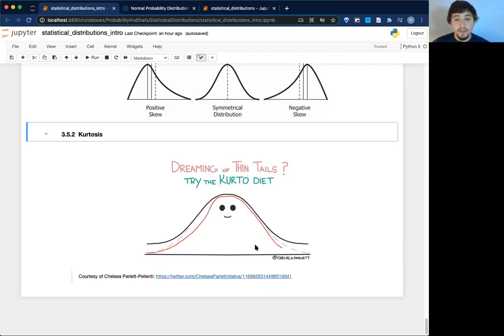like this. High kurtosis would look like this, where now the tails have been squeezed in, where you have thinner tails. If you have lower kurtosis, you might actually have fatter tails. And you can see this general spread over here. And you're more likely to get these more extreme values.